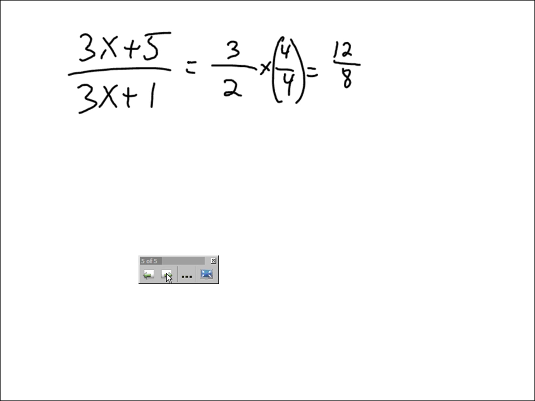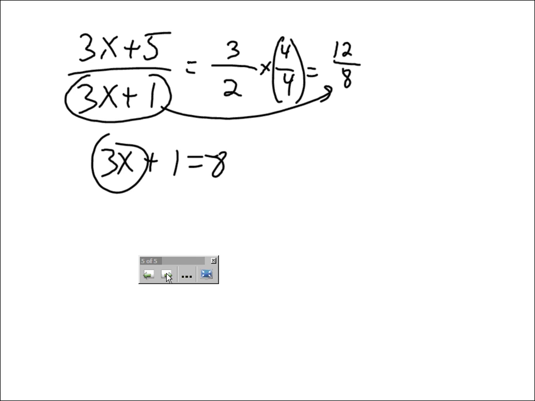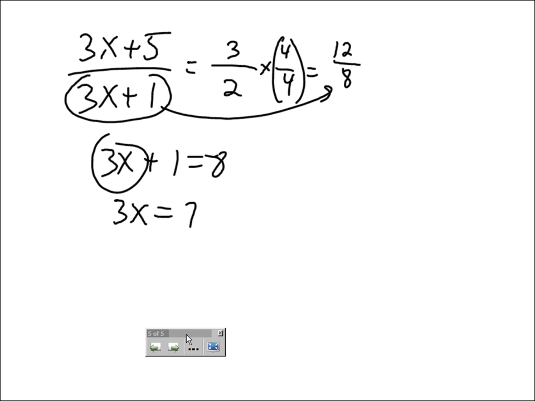Oh, the top is 4 more. So you can equate the bottoms. Some number, 3x plus 1, is 8. That, of course, is 7. Everyone knows that 7 plus 1 is 8. So 3x is 7.